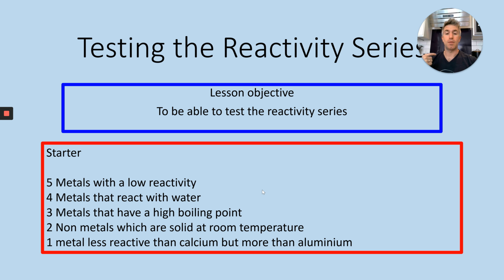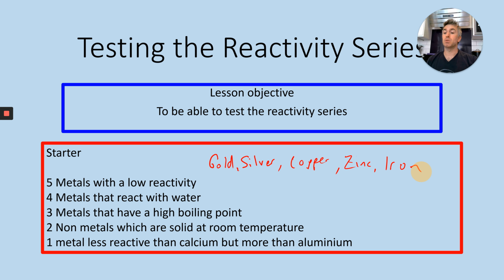Done? Excellent. See if I can get the pen working today. So 5 metals that have a low reactivity. So anything from the bottom rung. Gold is 1, silver is another, copper is another low one, zinc and iron, all relatively low on the reactivity series.